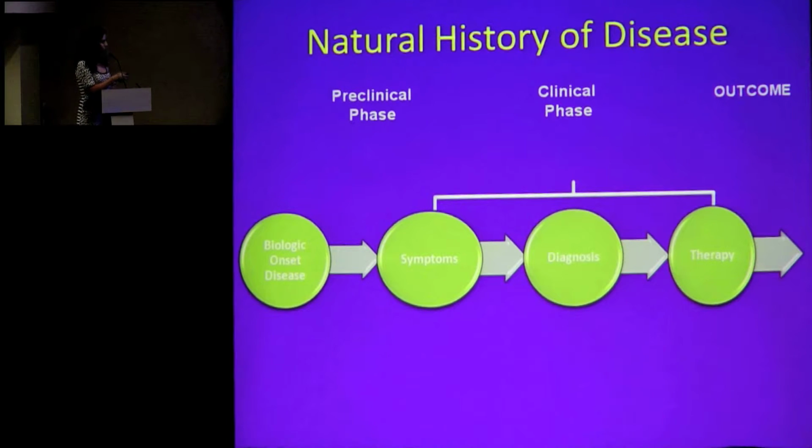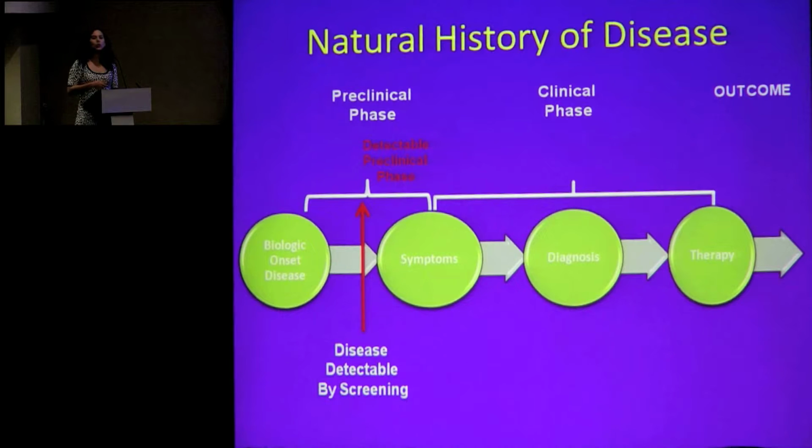So this reviews what we already mentioned in terms of the natural history of disease. Basically, you're going to have different phases, including a preclinical phase where you have a biologic onset of disease, and then some symptoms can develop until you arrive at a clinical phase where you can actually do a diagnosis and receive therapy, and a particular outcome is going to result from those interventions.